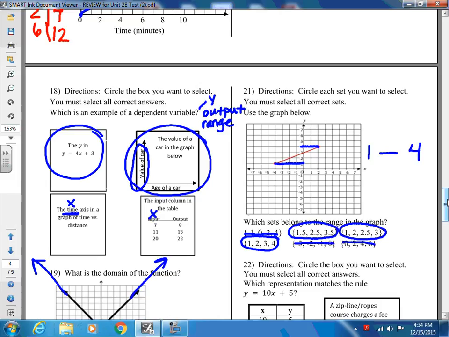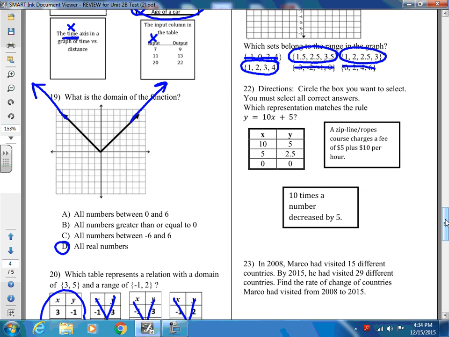So it's got to be between the lowest y value and the highest y value in your picture. Right, for number 22, we want to identify which representation matches the rule, and they gave it to us in words and in table format, and there's only one box. That's why it says box, not boxes, right? So we only pick one box that'll work. So check the table out.